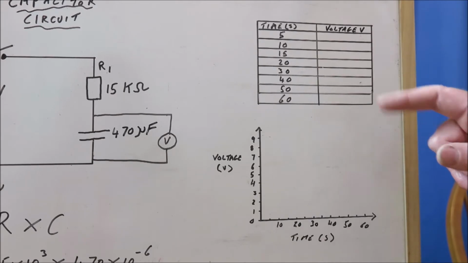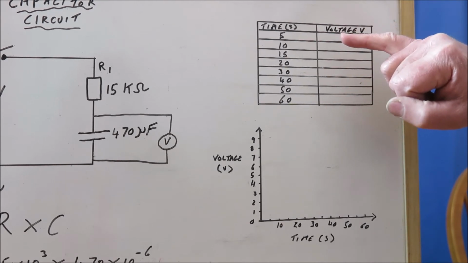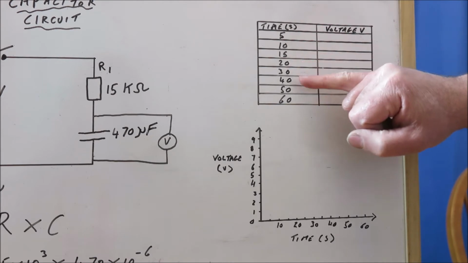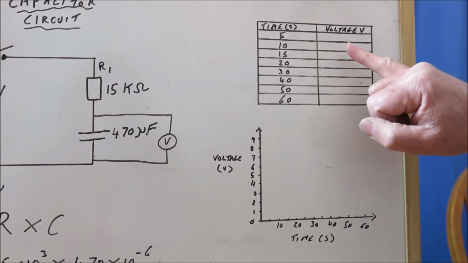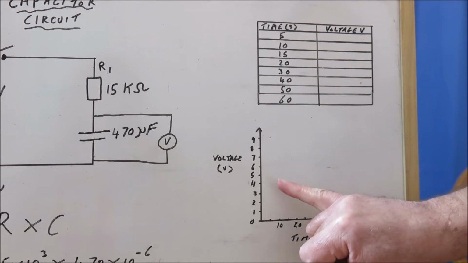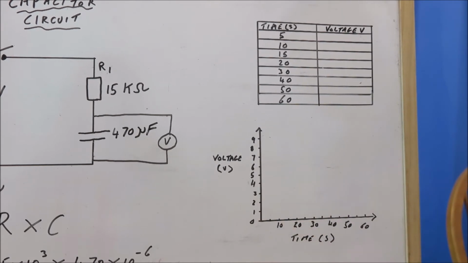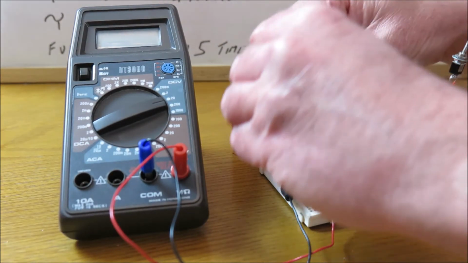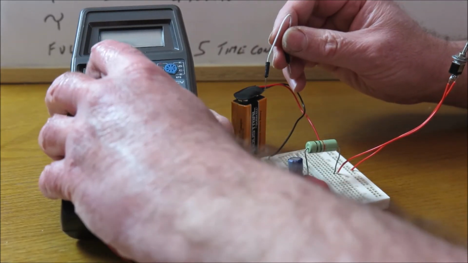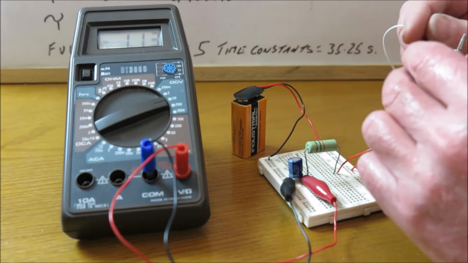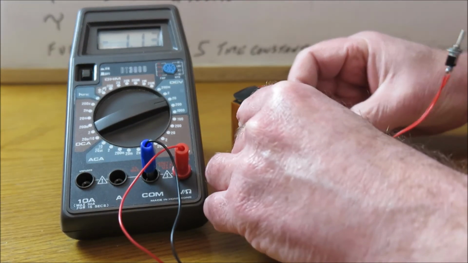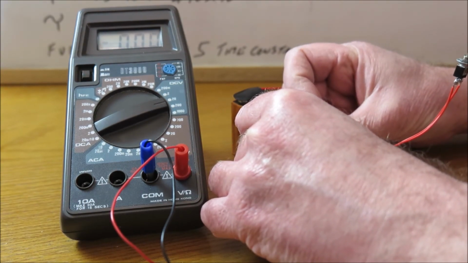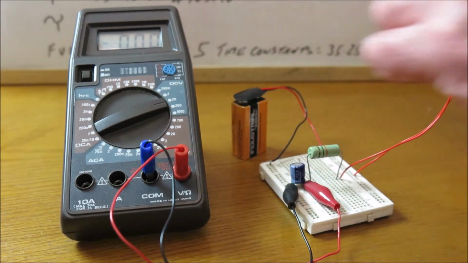And then we're going to plot the results on this graph here, as we measure the voltage building up on the capacitor at 5, 10, 15, 20, 30, 40, 50 and 60 seconds. Okay, so first of all, we're just going to short out the capacitor just to make sure there's 0 volts on there. So I'm just shorting the 2 leads together, and we've got 0 volts.